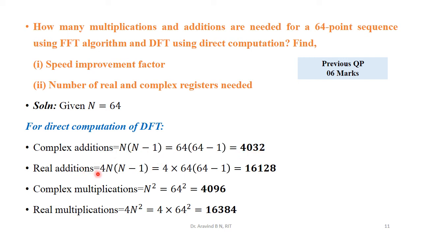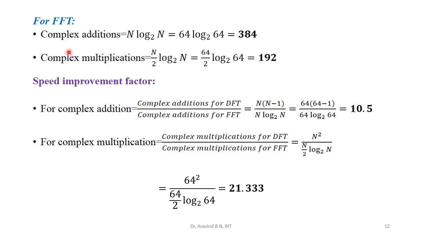For real additions, 4n into n minus 1. So this is the answer we are going to have. For complex multiplication, n square. This is the answer. For real multiplications, we are going to have 4n square. Similarly, we are going to calculate for FFT. Complex additions, n log n to base 2. Substitute it, we have got the answer. Complex multiplications, n by 2 log n to base 2. After substitution, we have got this answer.